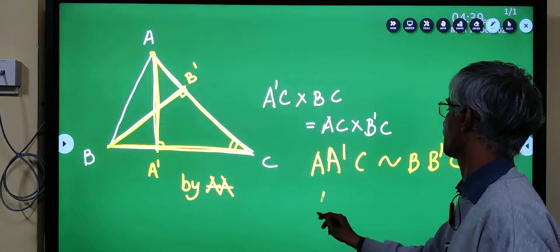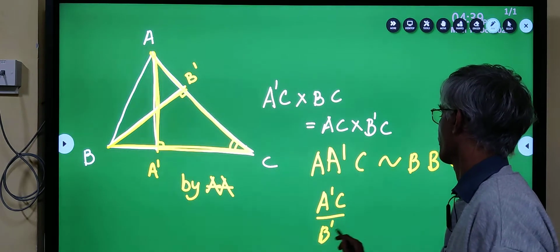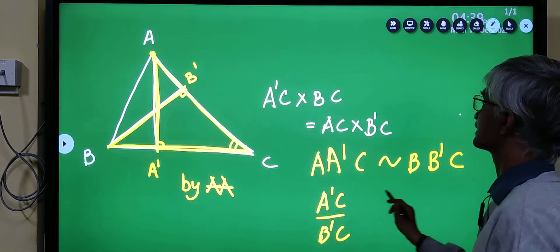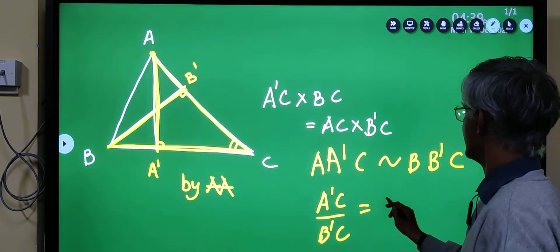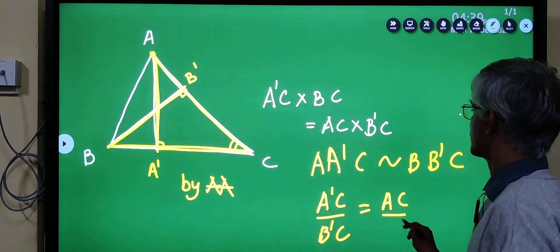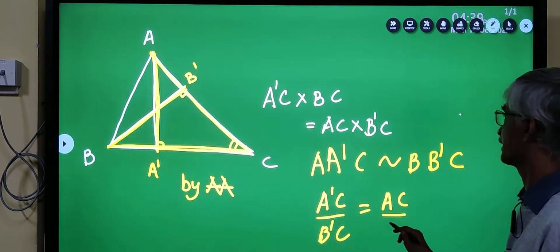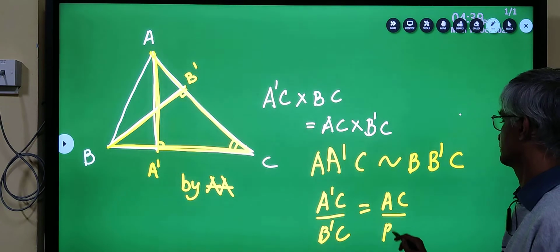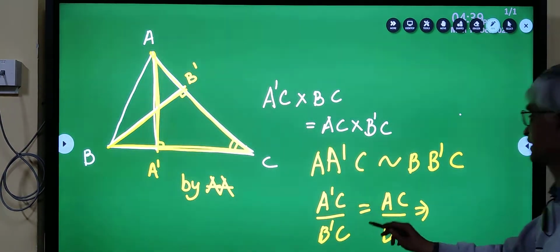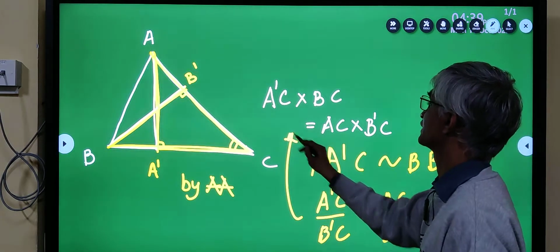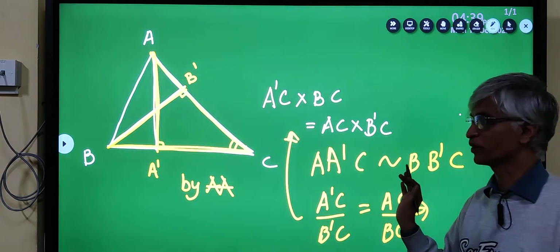A dash C divided by B dash C is equal to AC divided by BC, and I think this is what you're supposed to prove. Basically, this is the same thing as this, and we are done. So this is the end of one nice introductory problem.